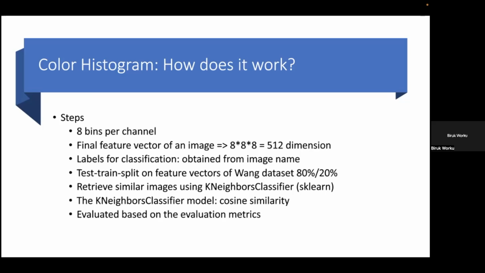The one dataset is split into 80% training and 20% testing dataset on the feature vectors. Now using k-neighbors classifier with k equal to 5 from scikit-learn, the model is trained to retrieve similar images using the cosine similarity measure. Finally, the model is evaluated using the 4 metrics, namely accuracy, precision, recall, and F1 score.